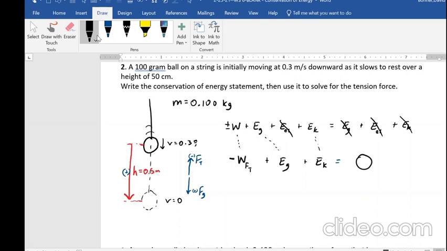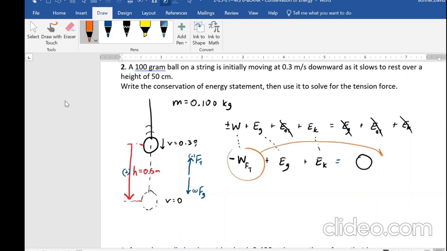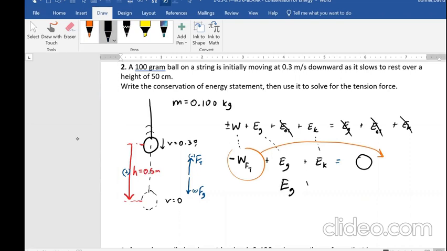That's 0, but that's because this negative work done needs to get added to the other side, which means that the gravitational energy and the kinetic energy that it starts off with will be lost to the work done by force tension. I'm going to pause there. Other questions?